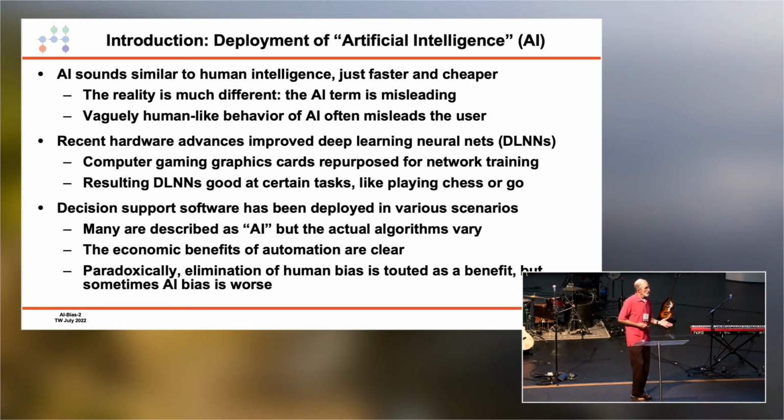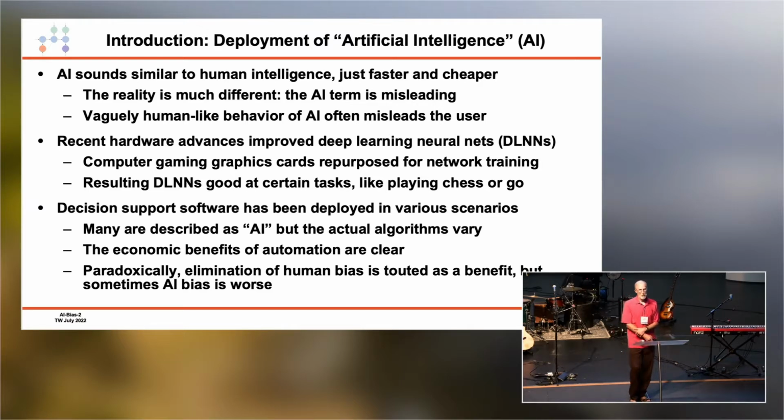So, the introduction: AI sounds similar to human intelligence, just faster and cheaper. But the reality is much different. The AI term is misleading. We do have vaguely human-like behavior of AI, which can mislead the user. Recent hardware advances improved these deep learning neural nets, which have already been mentioned. Basically, computer gaming graphics cards were repurposed to train these things, which is very computationally expensive. And the resulting networks are good at certain tasks like playing chess or Go, or even predicting protein structures, as we heard in the last week or so.